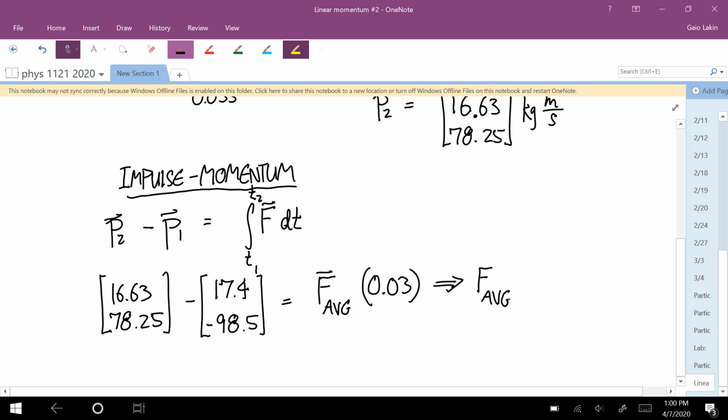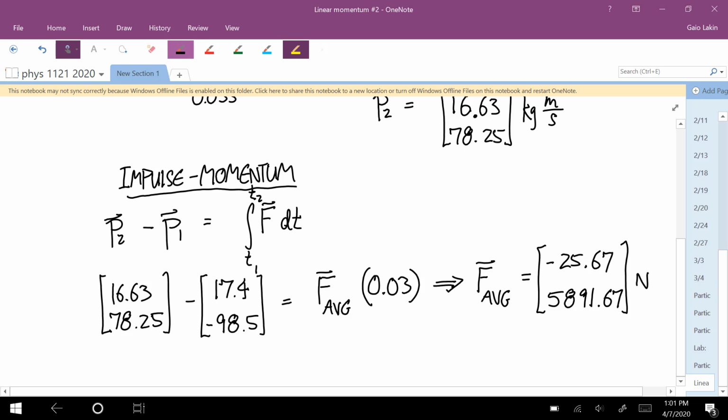And so the average force vector over that 0.03 seconds is negative 25.67 for the x component and 58.91 for the y component, and the units here are newtons.